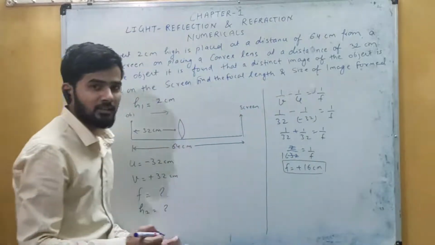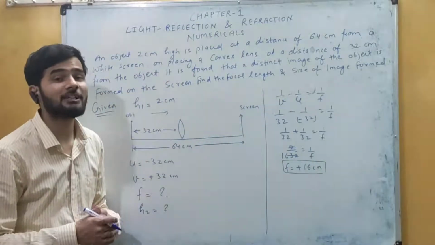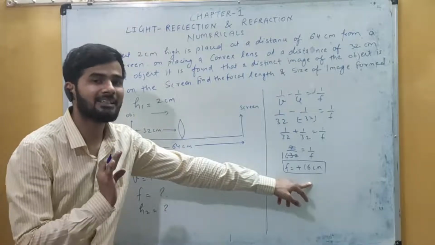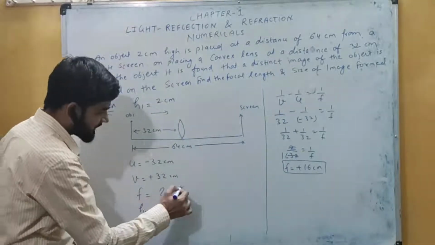And we know that the focal length of a convex lens is always positive. और यहाँ पर हमारा आंसर क्या है? पॉजिटिव आ रहा है, इसका मतलब ये क्या है? आंसर सही है. So first we have found the focal length.